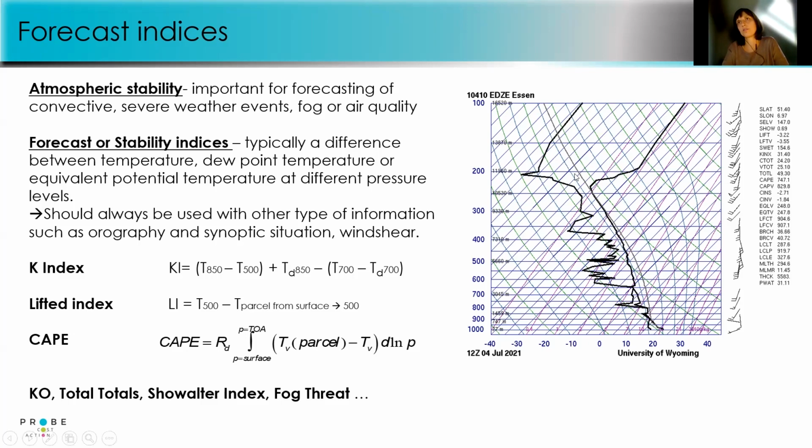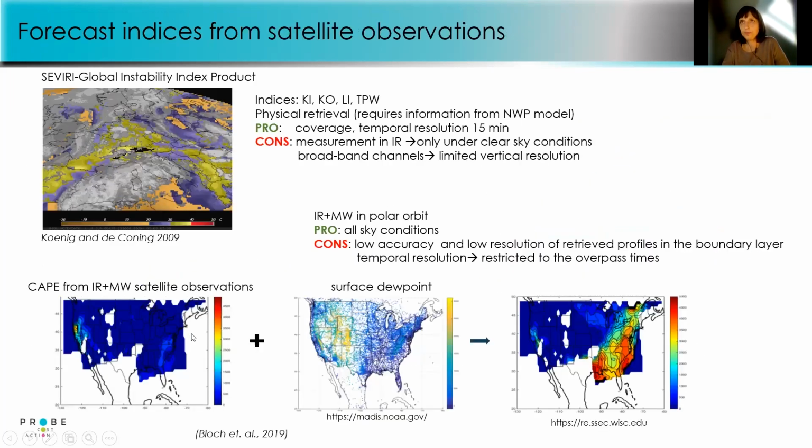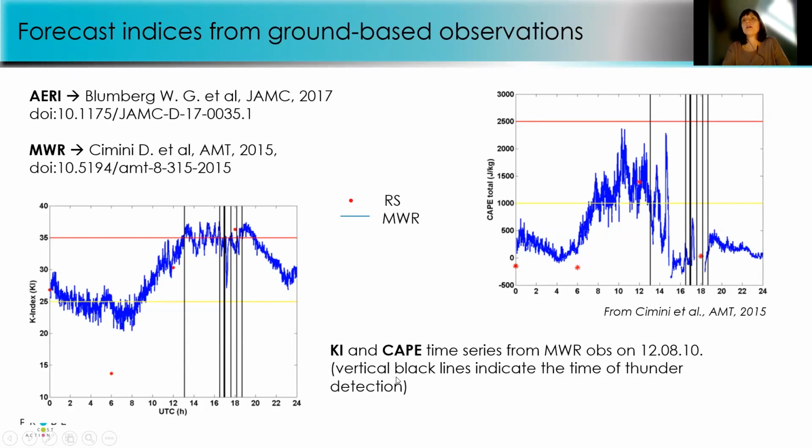Usually radiosonde ascents are used to calculate stability indices. And here on the right-hand side, you see a set of indices which are routinely calculated from each radiosonde launch. However, the temporal resolution of radiosonde launches is not sufficient to capture fast-evolving small-scale convective processes. Therefore, on the other hand, atmospheric profiles obtained from ground-based profilers can also be used for calculation of stability indices.